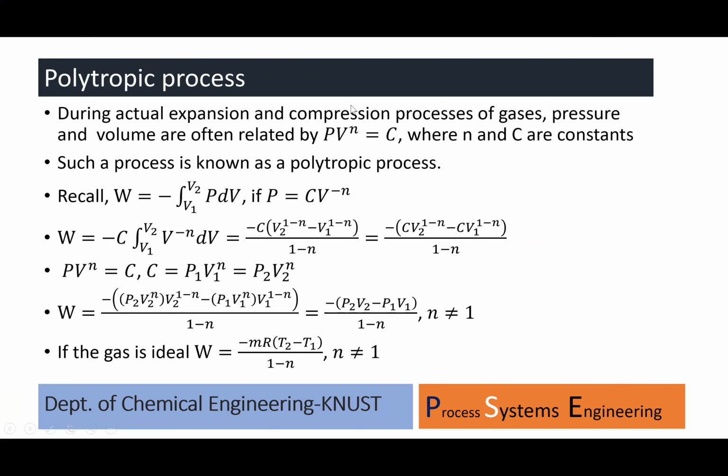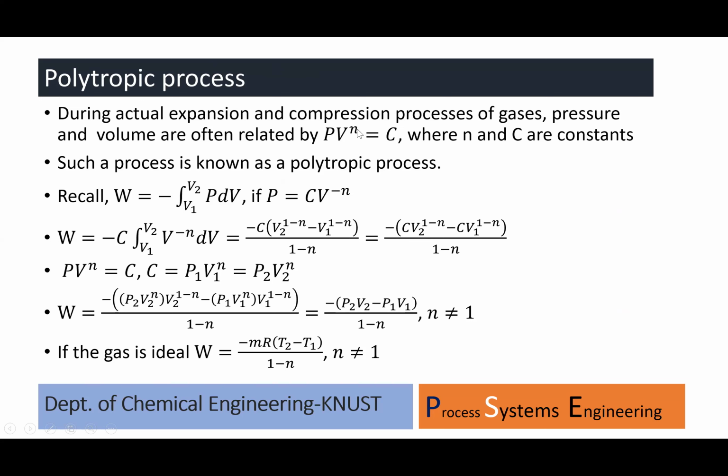So now we have what we call polytropic processes. When we are doing expansion and compression of gases, we can write this expression. So this is an expression for what we call a polytropic process. A polytropic process is just a process that obeys this relation. So we have our pressure and then our volume to the power n, and then a certain constant. It should be equal to C. So C is going to be a constant, right?